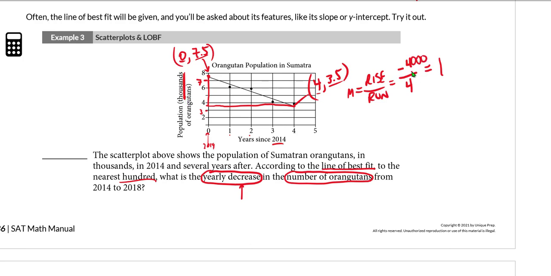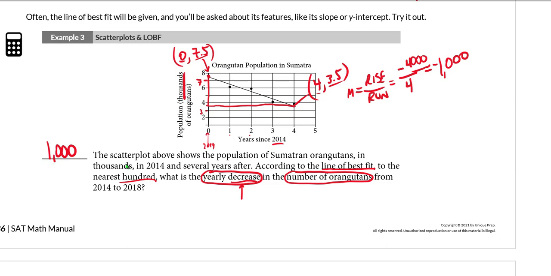Why don't we write that? Negative 4,000 over 4, which is negative 1,000, which means that my yearly decrease is 1,000 orangutans per year. That's what this number right here means. The population will decrease by 1,000 each year. Over 4 years, it will be 4,000. So the yearly decrease is 1,000. Whether or not you would need the negative, well, the question says what is the decrease? So the decrease is 1,000. You do not need the negative here.